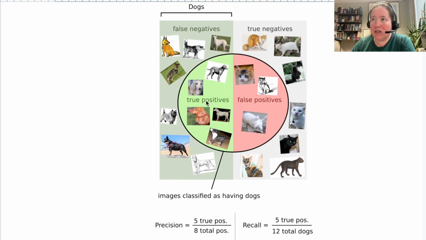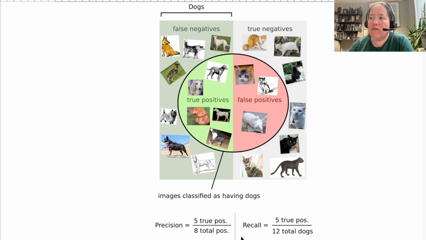So for precision, we would look at 1, 2, 3, 4, 5 true positives, and we would divide that by 8 because we have 8 total positives that the model reported, and that would tell us the proportion of true positives we get out of what is labeled as positive. And for recall, we would look at 5 true positives and we would divide that by the total number of dog examples, which is 12.